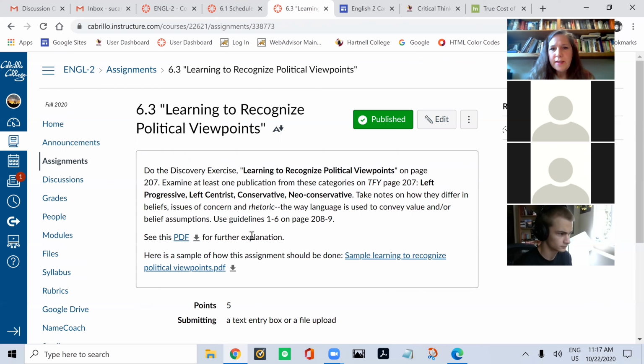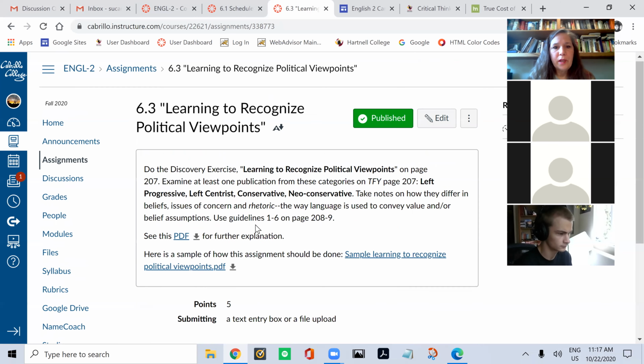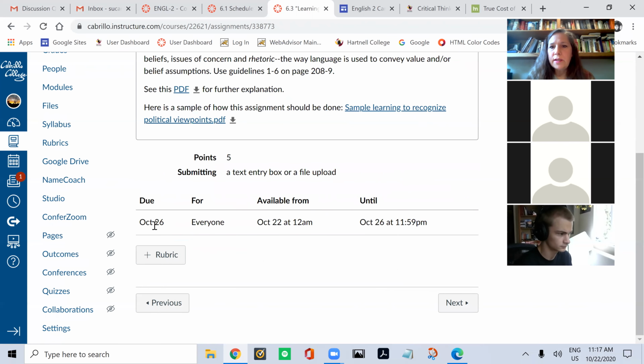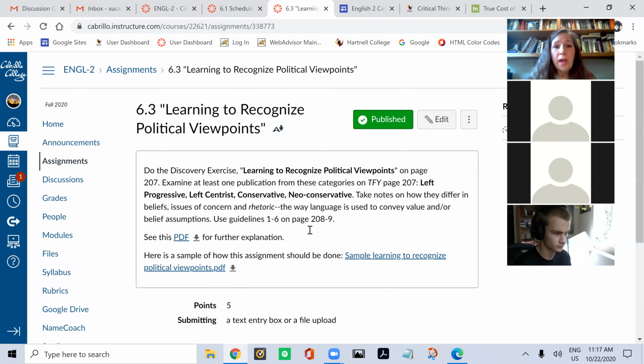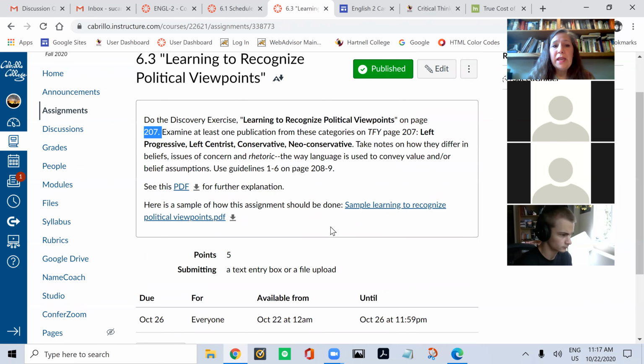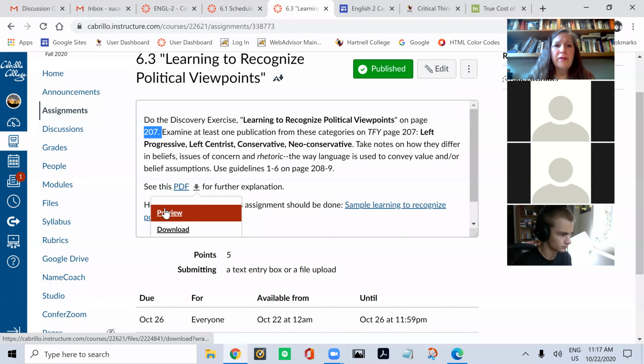Okay, so that's this assignment. It's due on the 26th at 11:59 p.m., right there. And it is this discovery exercise in chapter 7 that starts on page 207. But I've given you a PDF of instructions, scanned pages from the book that I've heavily marked up. Let's take a look at that, because this is what I want you to follow for this assignment. Follow the instructions in this PDF.